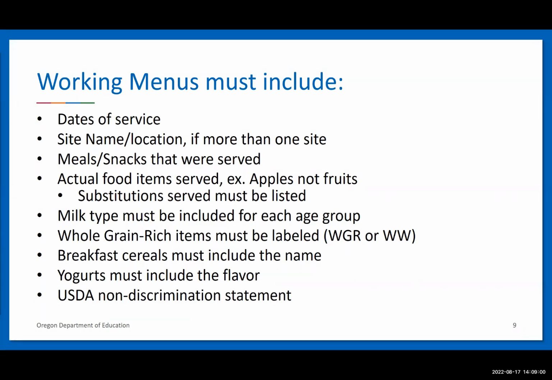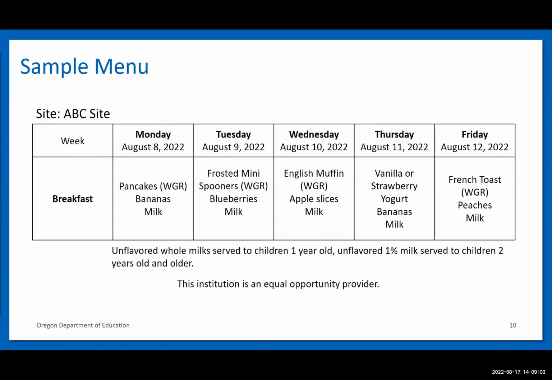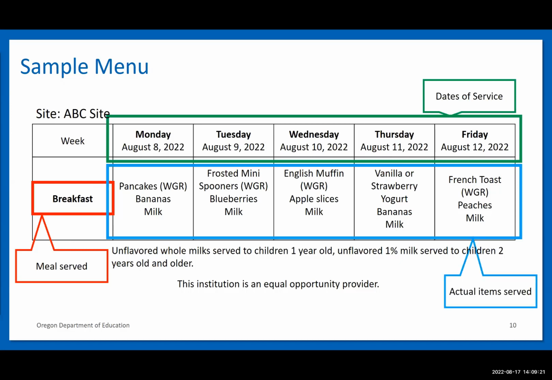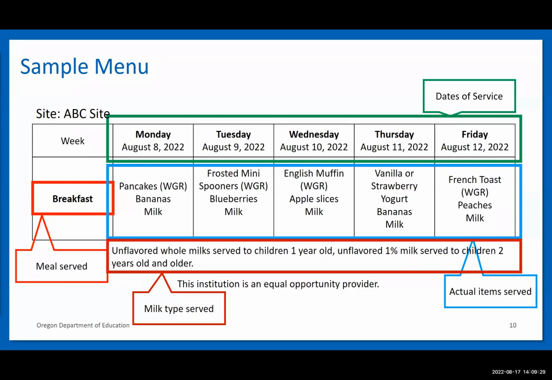Thanks, Dee Dee. So here's a visual example of a complete working menu for 1 week's worth of breakfast. The dates are listed at the top and are now highlighted with the green box. The meal served is listed on the leftmost column and is now highlighted with the bright red box. The actual items served are listed on the row below the dates of service and are now highlighted in the blue box. The milk type served is listed at the bottom and provides a blanket statement regarding all milk listed on the working menu, and this is highlighted in the dark red box.